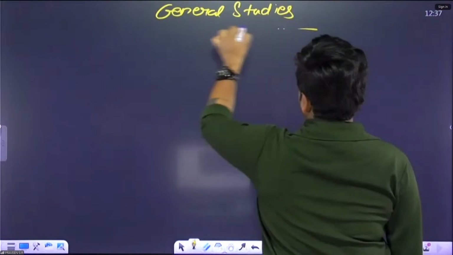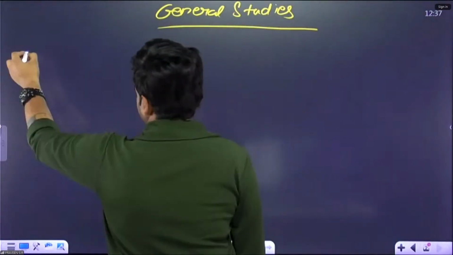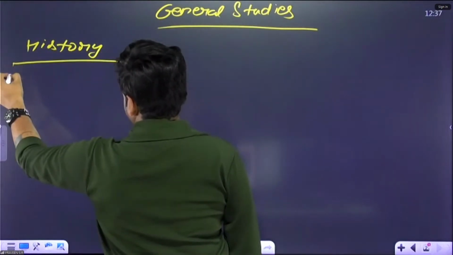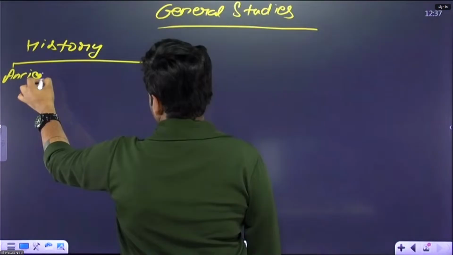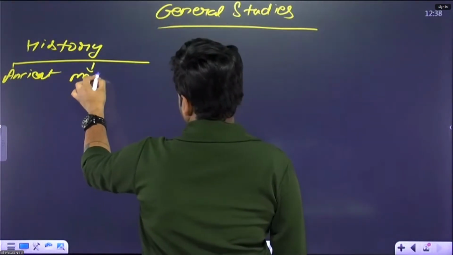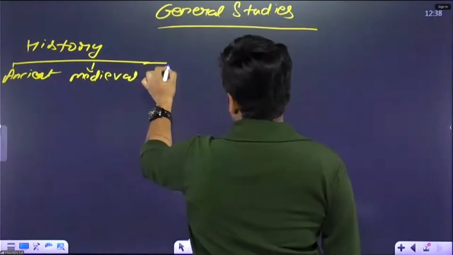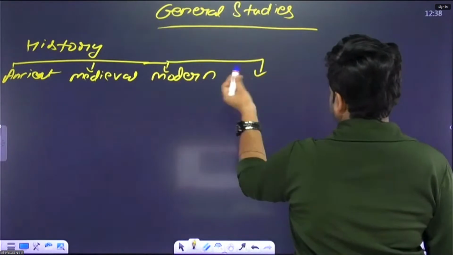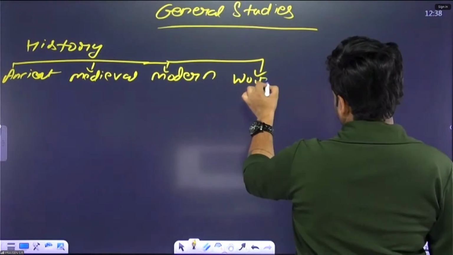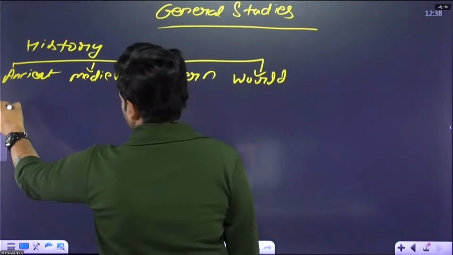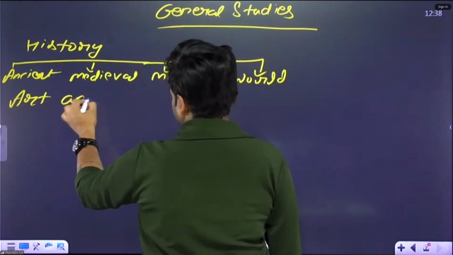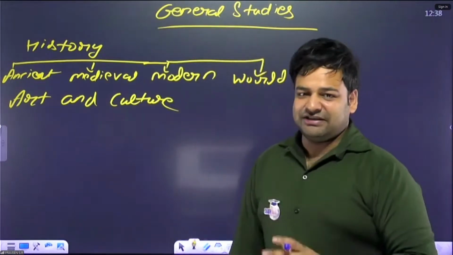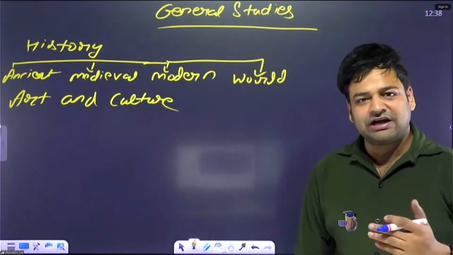How many subjects do I have to read in GS? Let's start with the first one, history. History: ancient history, medieval, modern, and not in prelims but in mains, world history. Then from history only, I have got another subject, art and culture. Don't worry, I will let you know each subject's technique: how to tackle, what not to tackle.